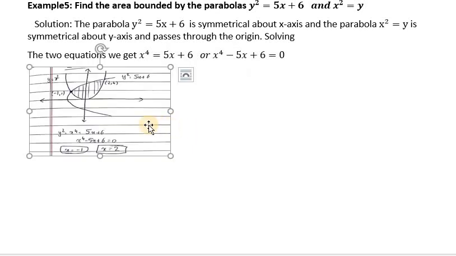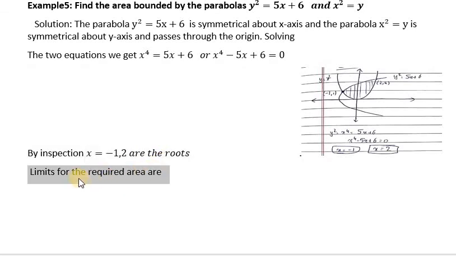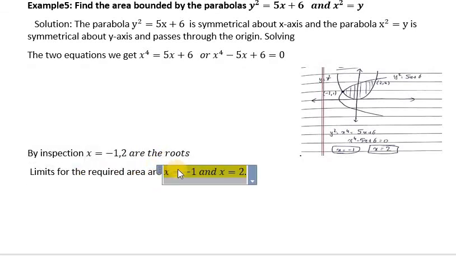Now let us draw the diagram of this. See this line, that is y equals x square parabola, and this is y square equals 5x plus 6. Now we have to calculate the area enclosed by these two parabolas. x to the power of 4 equals 5x plus 6, so by solving this, x equals minus 1 and x equals 2 are the solutions. By inspection, x equals minus 1 and x equals 2 are the roots. Limits for the required area are x equals minus 1 and x equals 2.